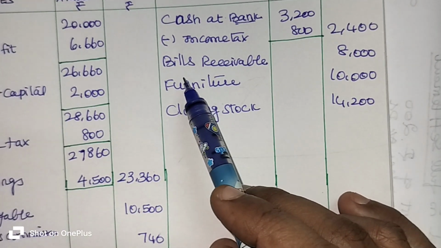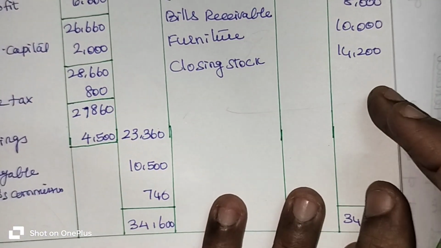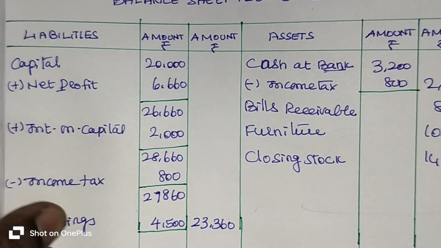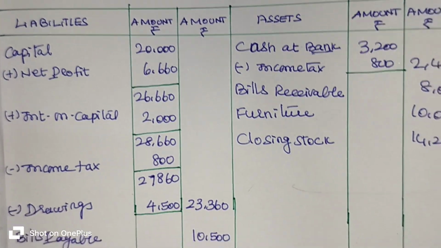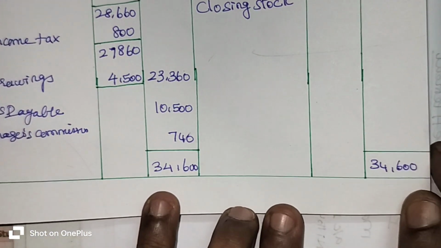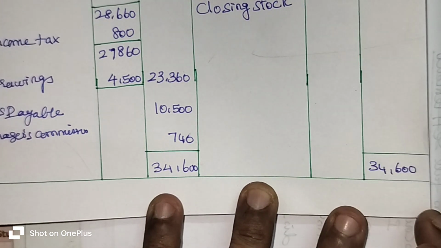As usual, as per the format, bills receivable, furniture, closing stock we enter on asset side. So we entered the given information in the respective places. Finally we get the total, the same total, an equal amount on both asset and liability side, that is 34,600 rupees.